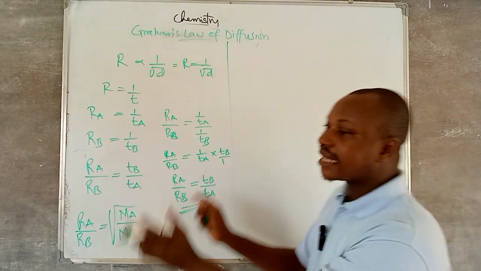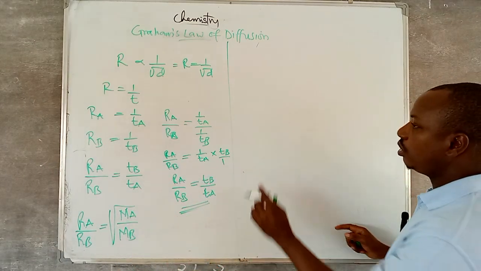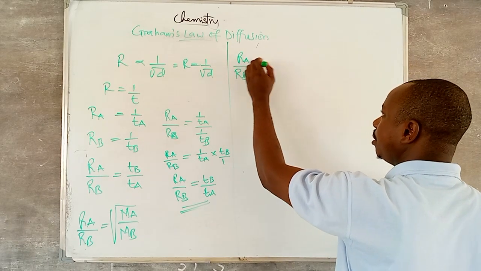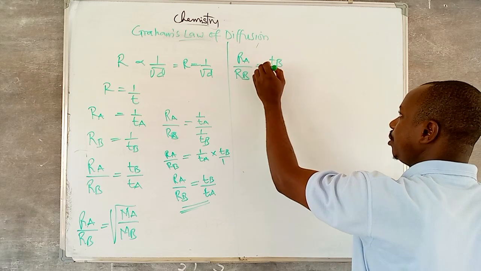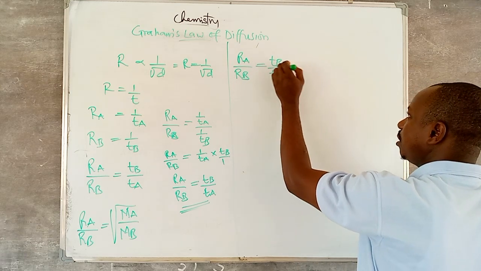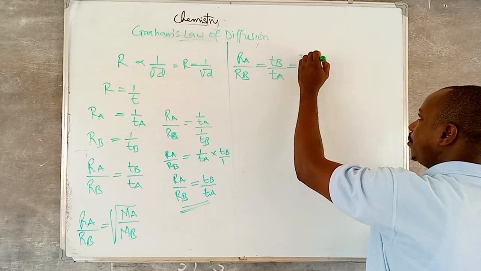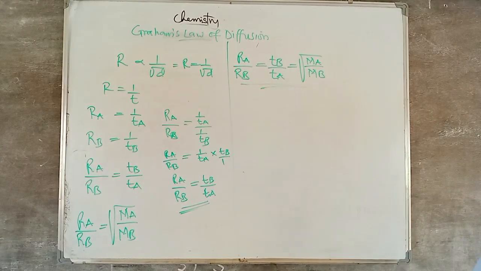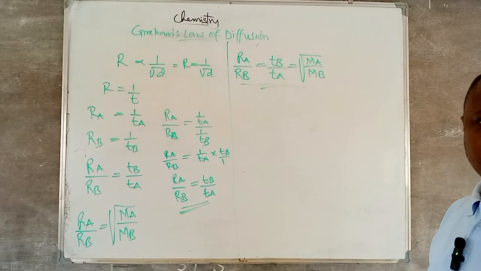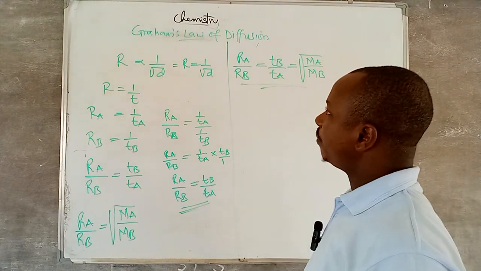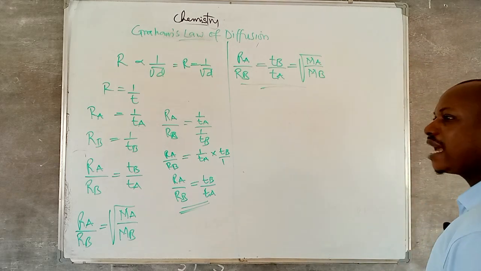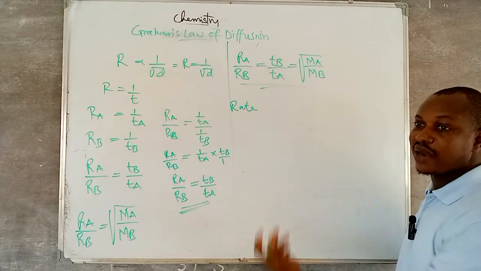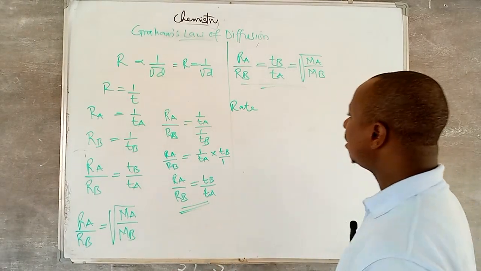Now let's compare the three formulas we have been able to derive. Rate of gas A over rate of gas B equals TB over TA, which is the same thing as square root of MA over MB. If you know this formula very well, you will go far. There's no problem you cannot solve in rate of diffusion. I'm not trying to exhaust all the formulas we use in calculating all these things.